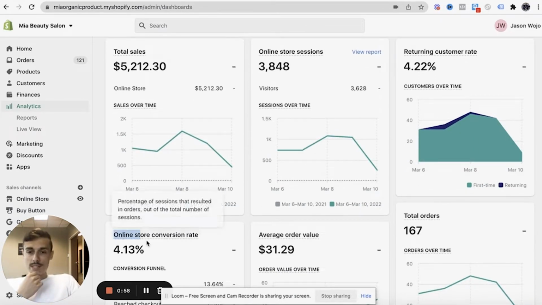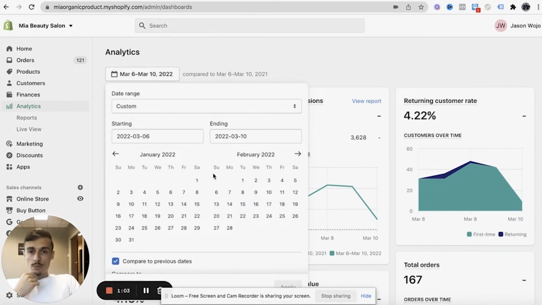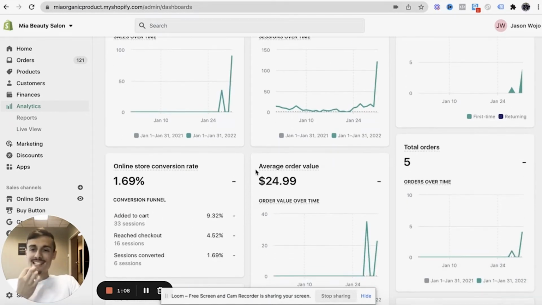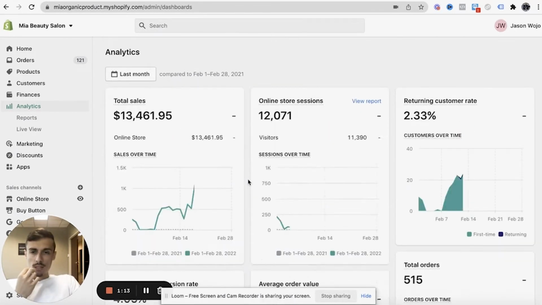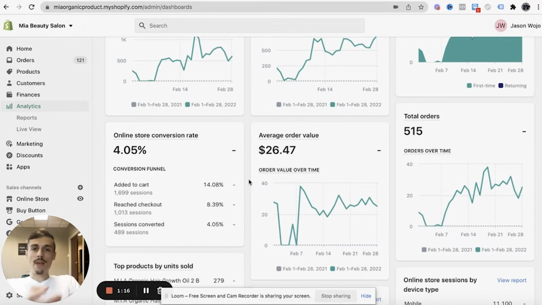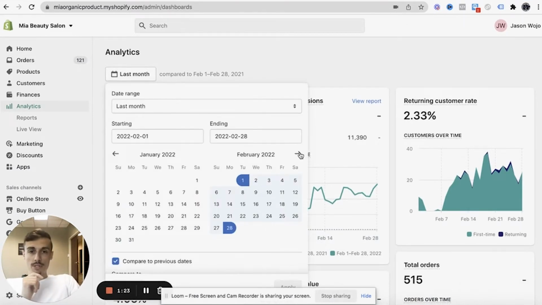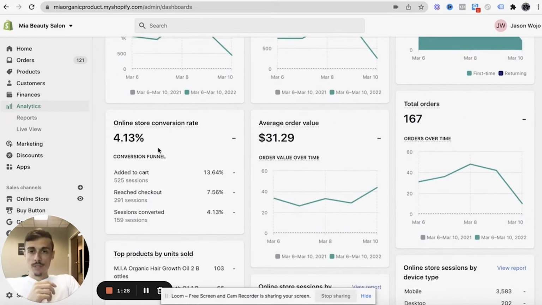Now, the other thing that you can see is this number, okay? If we go back, that's the conversion rate. If we go back to January, our conversion rate was 1.69%, okay? 1.69. February, it was 4.05. So now that conversion value boosted, and I'm going to talk about how I increased that conversion rate as well. Okay. So over these days, here are the things that I've implemented to raise this conversion rate to 4%, and obviously the average order value to $31.29.